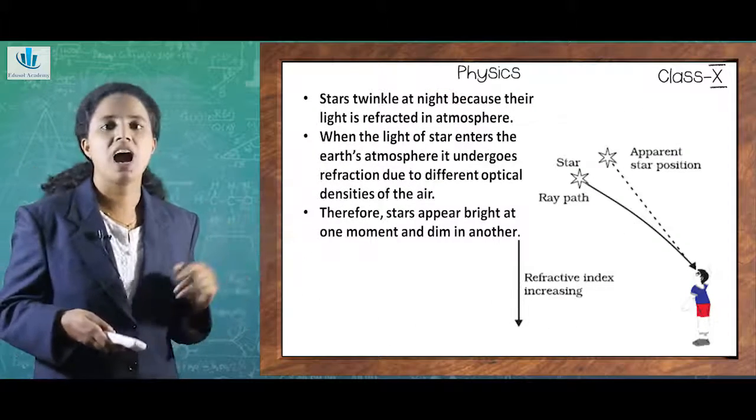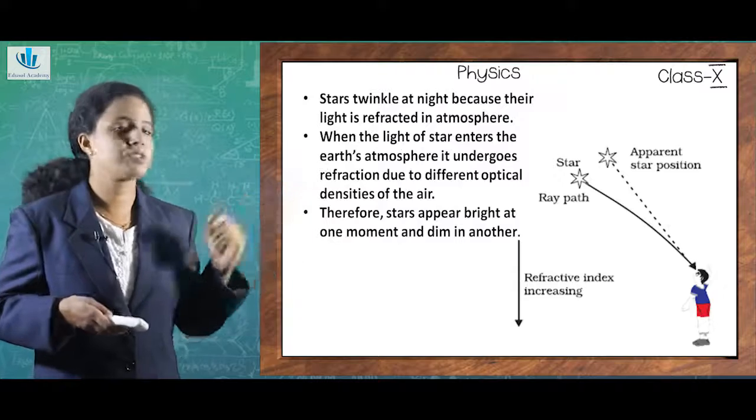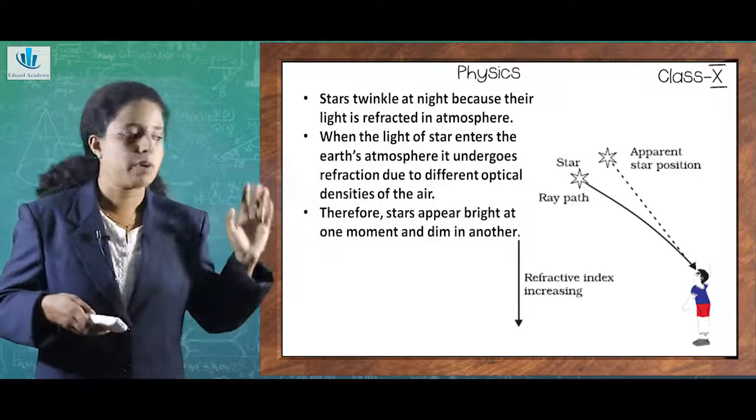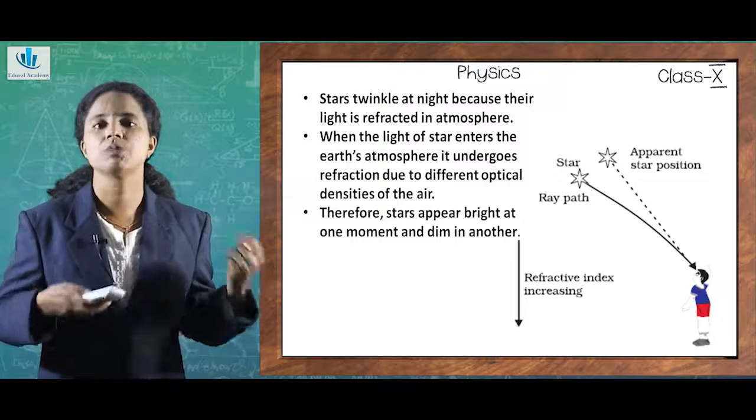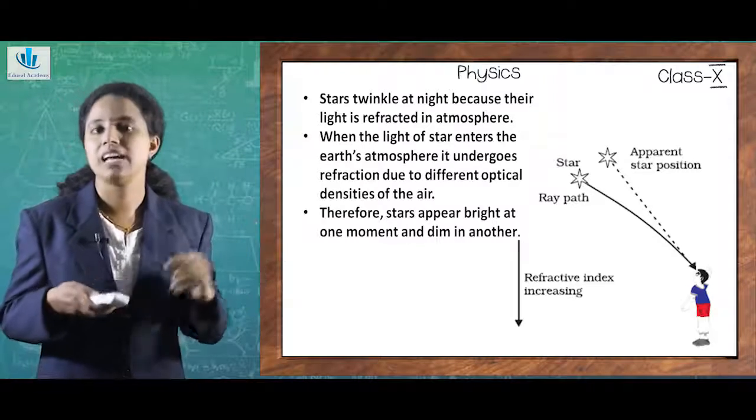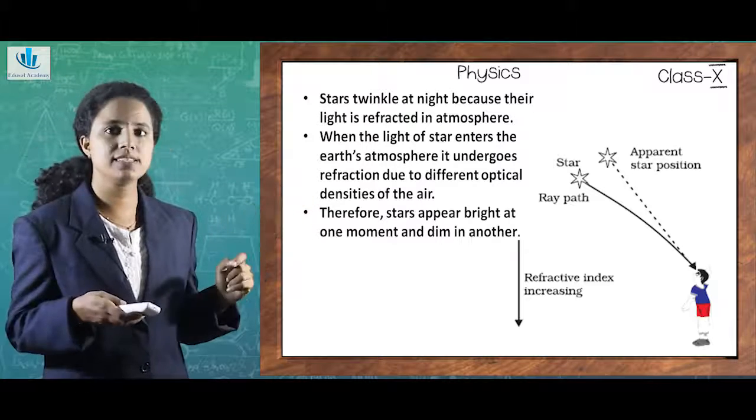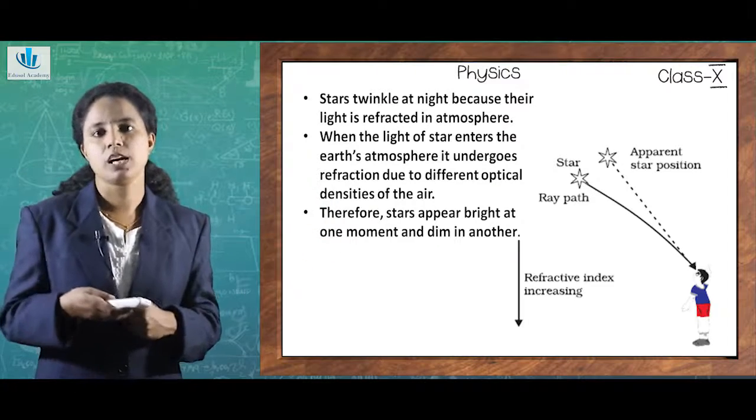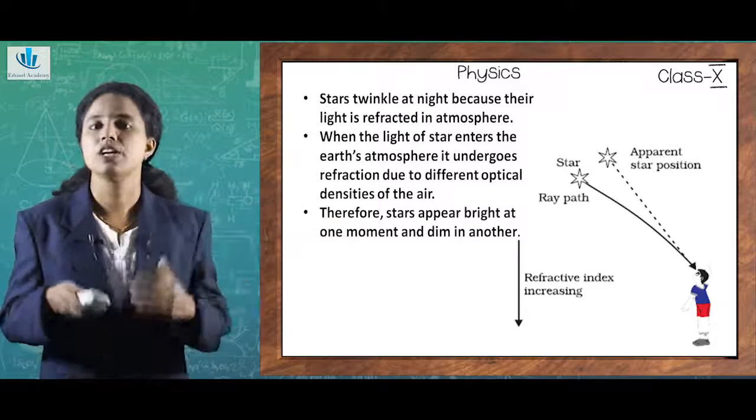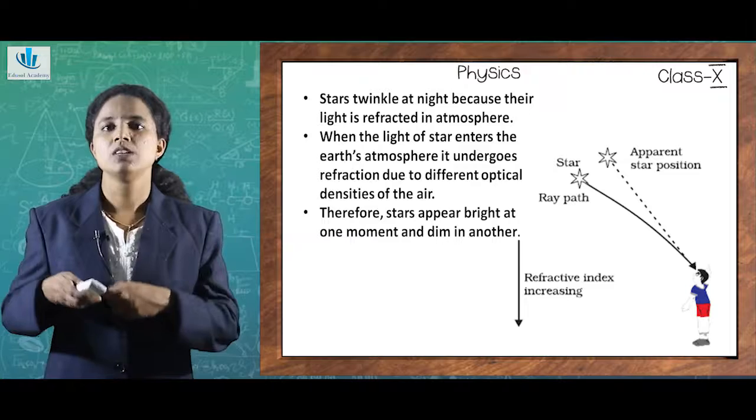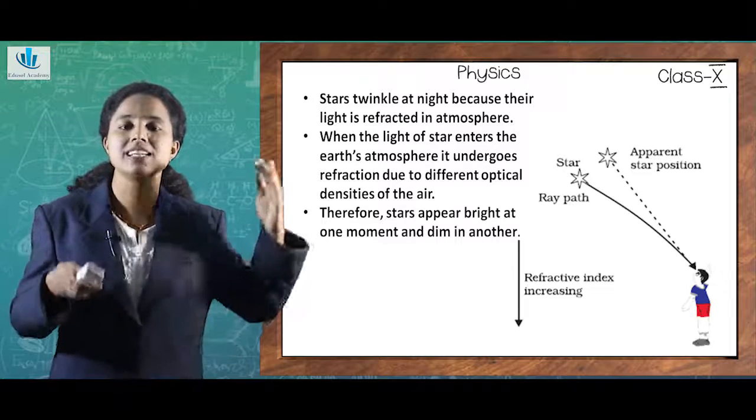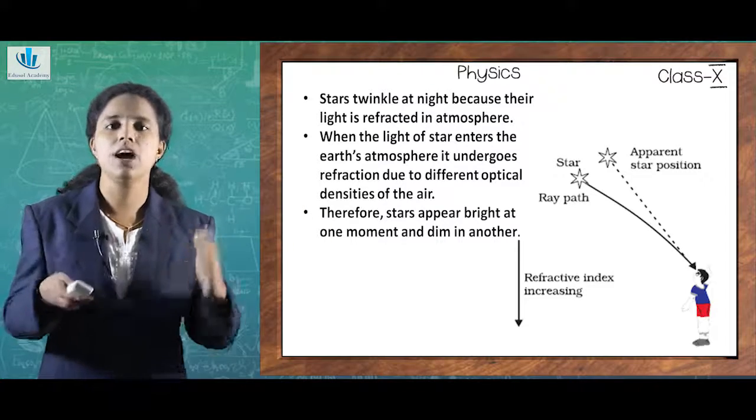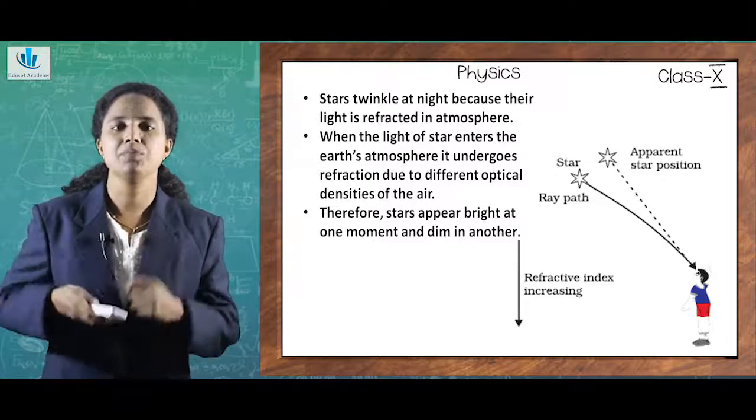In this picture, you can see how atmospheric refraction contributes to the twinkling of stars. The atmosphere refracts the starlight. That is, when the light of a star enters the atmosphere of Earth, it will undergo refraction. It's because there will be different optical densities of the air. So there will be an apparent star position as well as the actual position. There will be a change in refractive index since the optical densities are different. So for us, the star may appear a little more above its actual position near the horizon. So the stars will appear bright at one moment and dim at another moment.